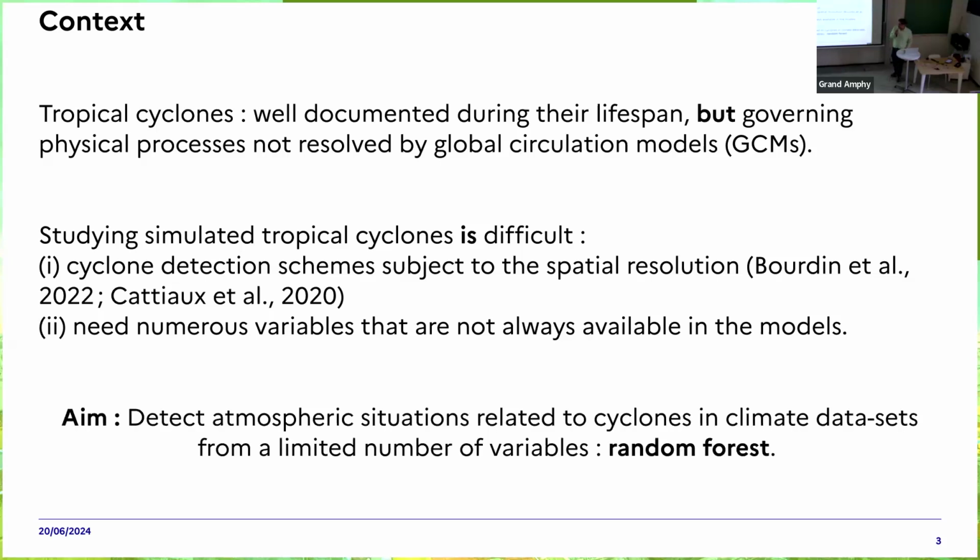So the idea here is to detect the atmospheric situations that are actually related to cyclones within these climate datasets, from a relatively limited number of variables. Here I will use an approach called random forest, and I will use a probabilistic version of it. So I'm going to show what I've done so far.